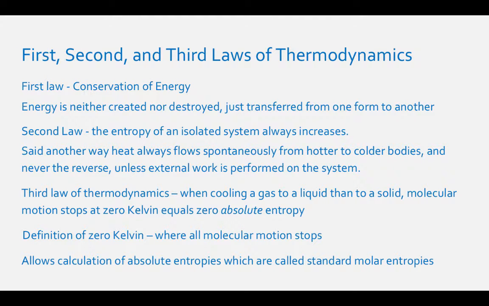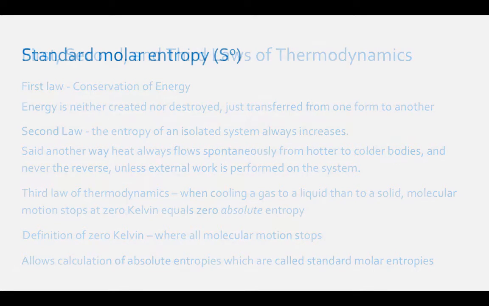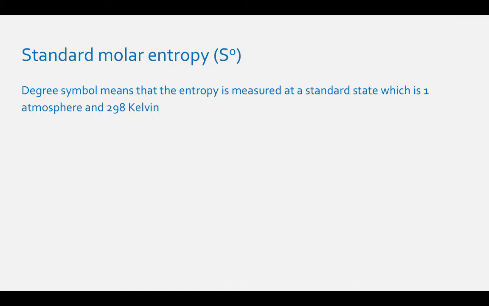The 3rd law also lets us calculate absolute entropies for a substance, and we define these absolute entropies as standard molar entropies. The symbol for the standard molar entropy is S degree. S is a letter used to represent entropy, and the degree symbol means that entropy is measured at standard state, which is 1 atmosphere at 298 Kelvin.